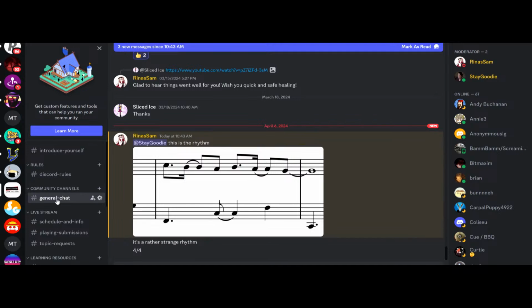Okay, so this is the rhythm. Oh boy. Okay, it's a rather strange rhythm. 4/4. 1 E and a 2 E and a 3 E and a 4 E and a... Oh, okay. Nice. This is easy. Let's do this though.